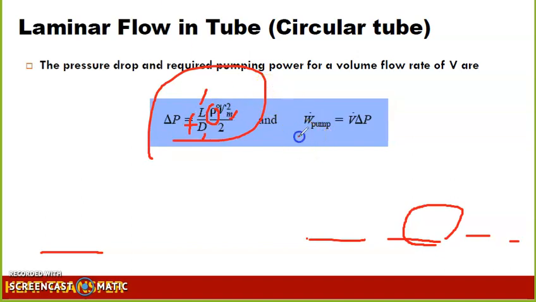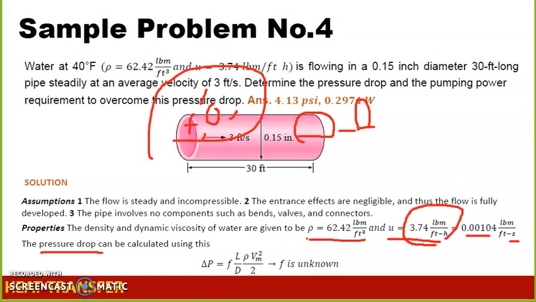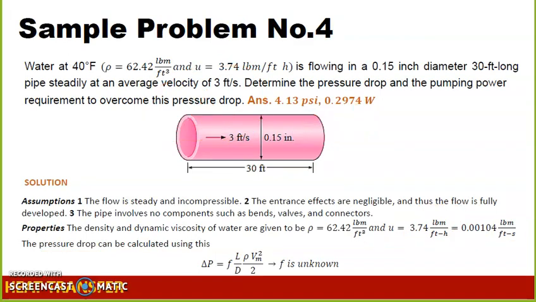And then for the pumping power required, we just multiply this delta P, the pressure drop, by the volumetric flow rate of water. So this is our working equation in finding delta P: F, L over D, density, Vm squared over 2. Looking at these values here, we are lacking F.